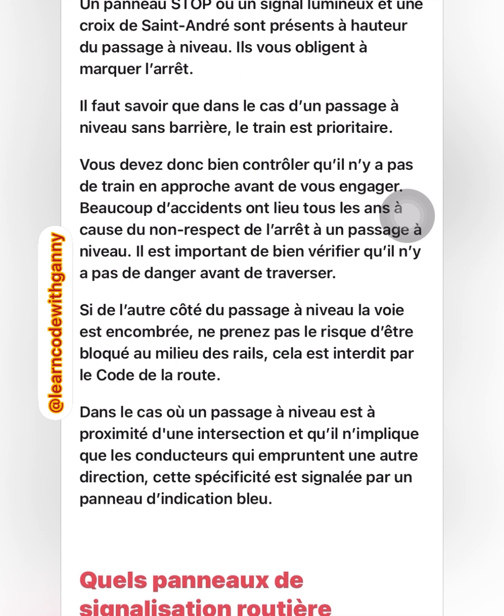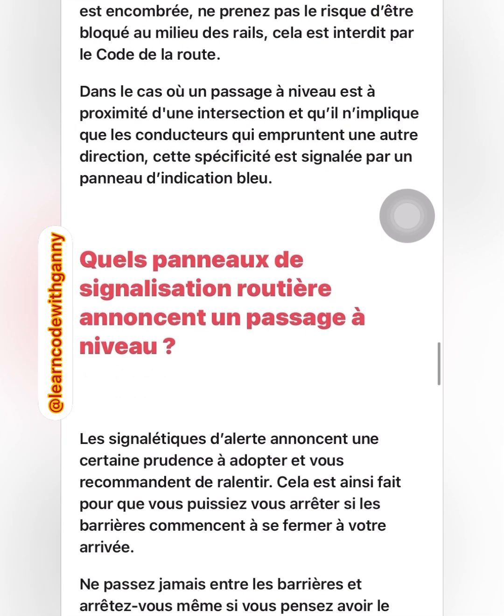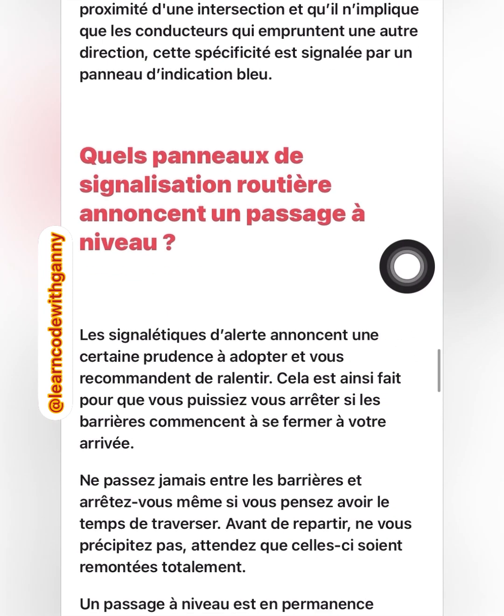Take note. Then we'll go to the next one. We said, which road signs announce the level crossing? There are some signs that will announce it. This is the topic that we are treating now.